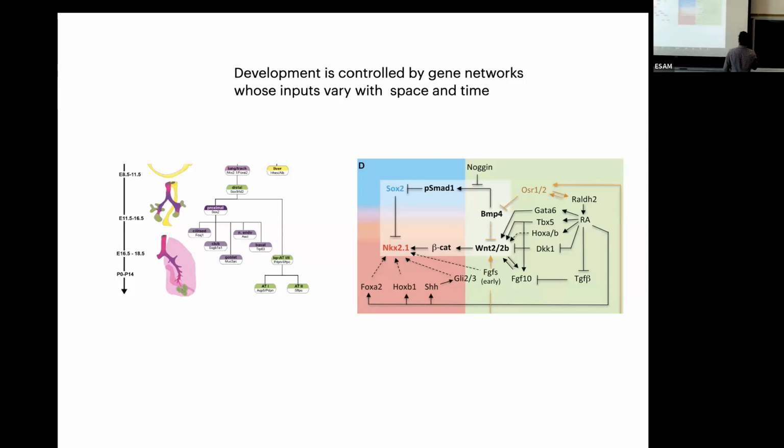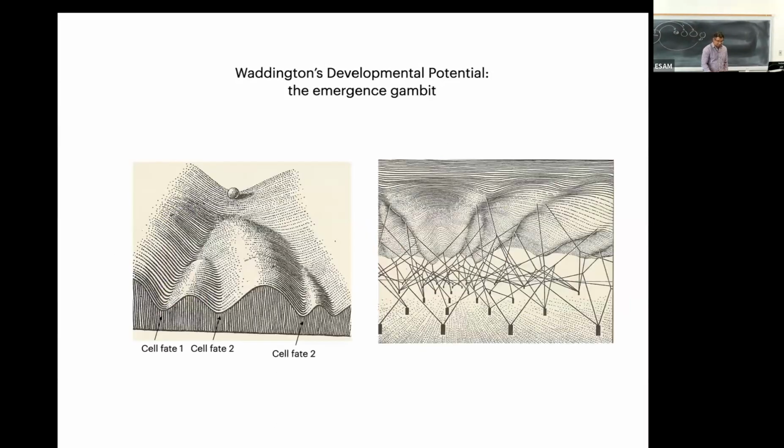And so, all I want to say is that we have this idea of gene networks, and the inputs to these things vary in space and time, and somehow from that you get this kind of developmental process. And this picture in atlases, it's very hard to understand what they have to do with each other. And there's this gambit that Conrad Waddington made.